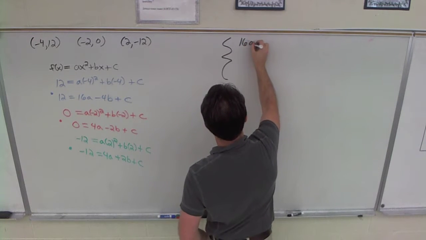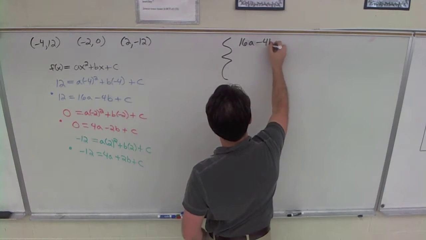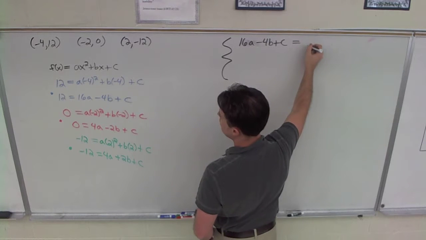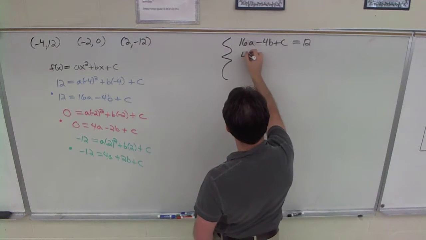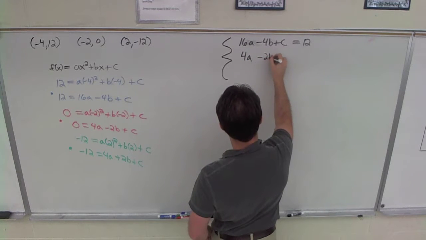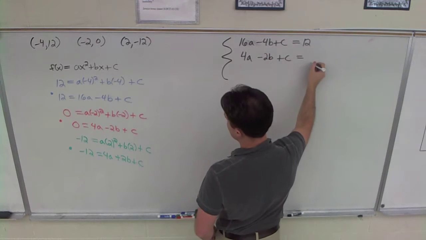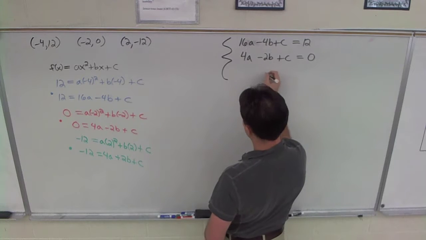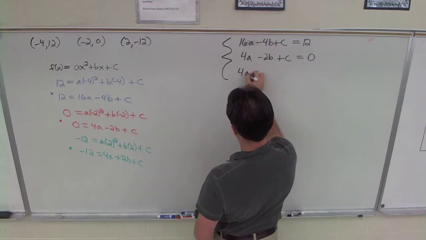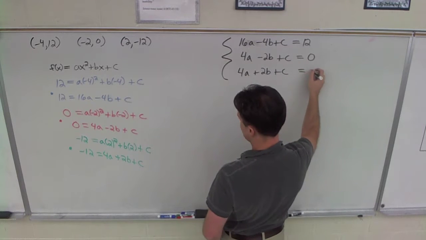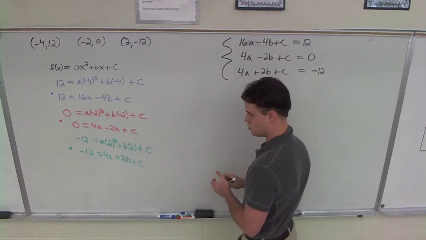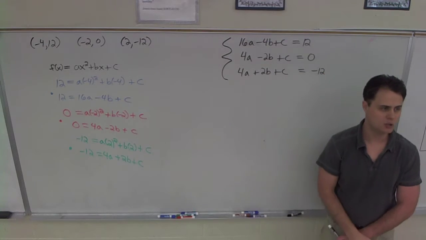Go 16a minus 4b plus c, and that's equal to 12. There's the blue one. So now the red one, we've got 4a minus 2b plus c, and that's equal to 0. And the green one says 4a plus 2b plus c is -12. There's a system, just like we studied back in the last unit.